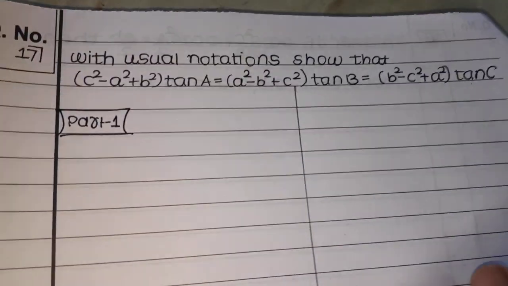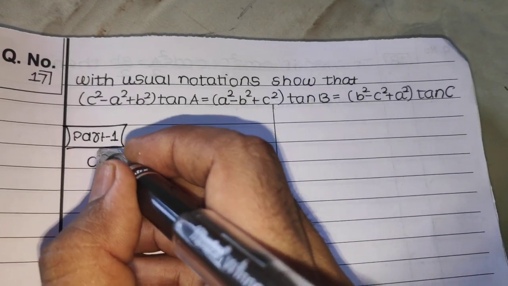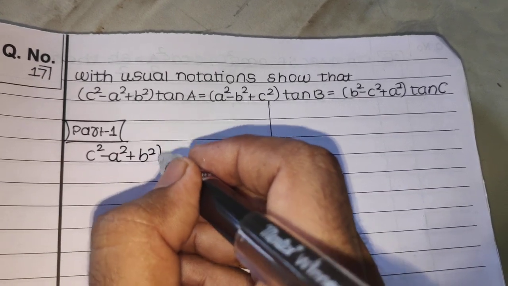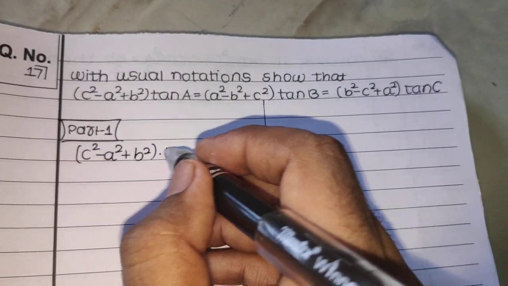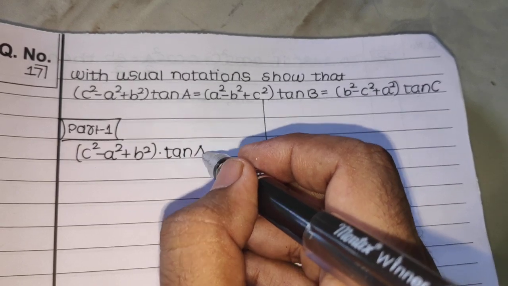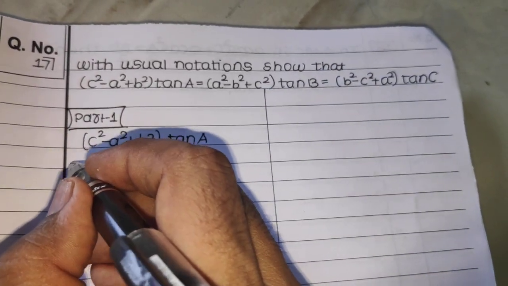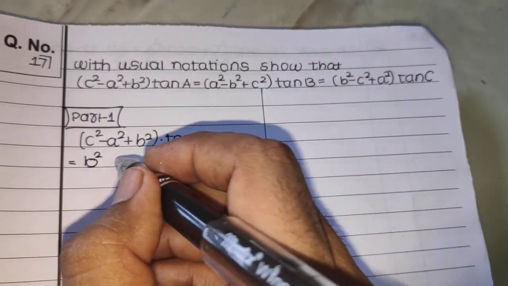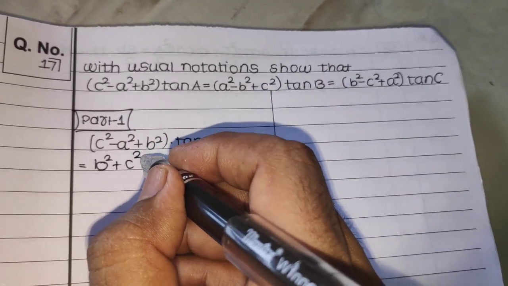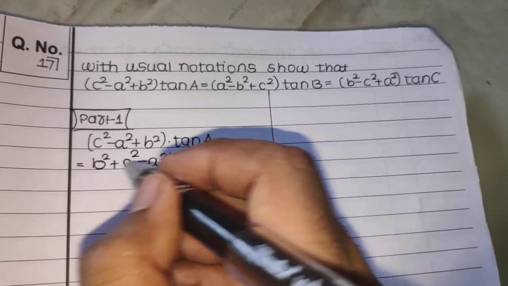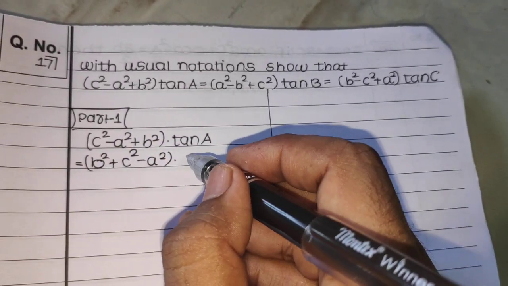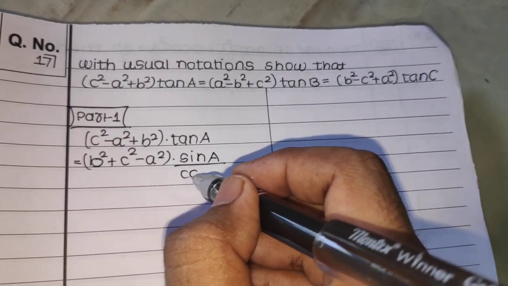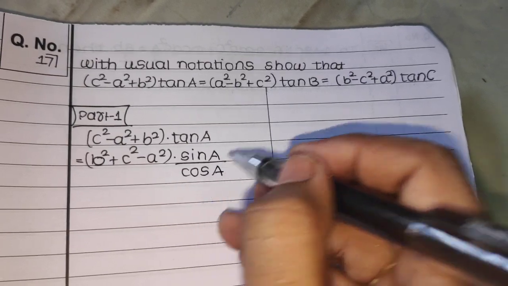Here we are. (C square minus A square plus B square) into tan of A. Now this can also be written as (B square plus C square minus A square) into tan of A, and tan of A can also be written as sine of A upon cos of A.